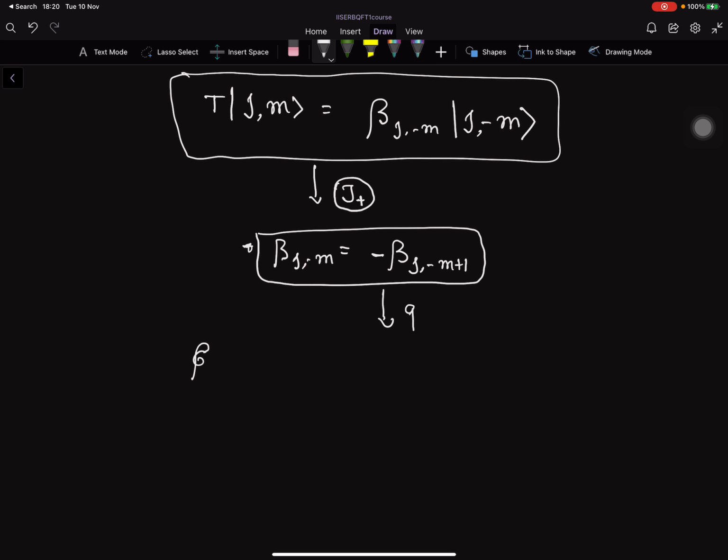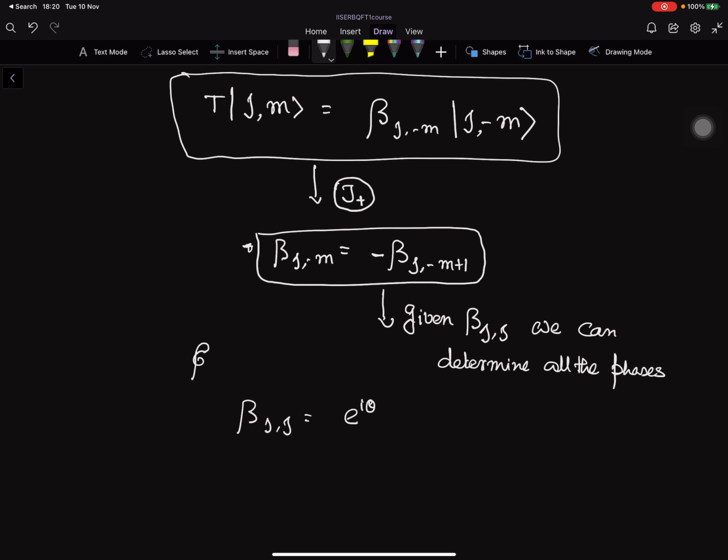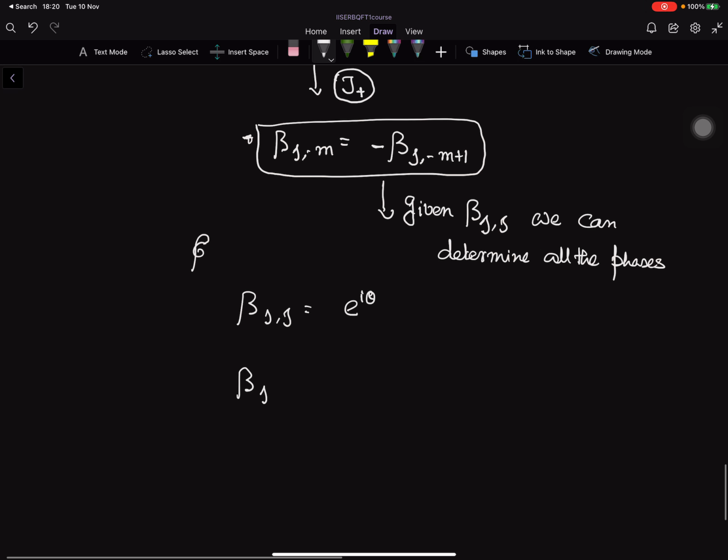So this means given beta jj, we can determine all the phases. So let's say beta jj is some e to the power i theta. Then you can show from the recursion relation that beta jm is e to the power i theta times minus 1 to the power j minus m.